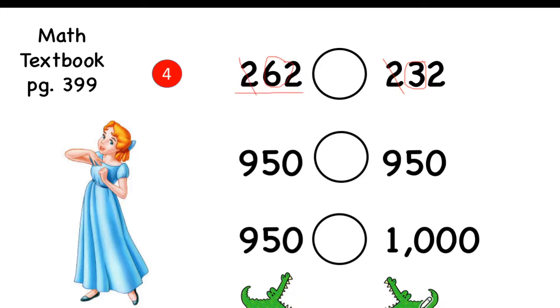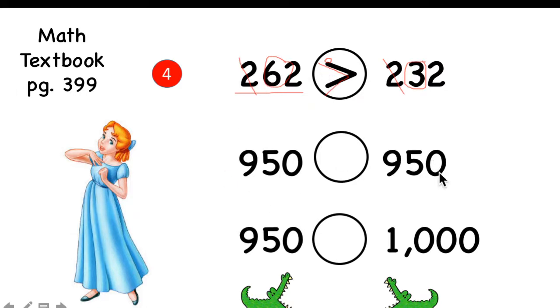Which crocodile will come and eat the greater number? This crocodile, or my favorite Pac-Man, with his eye looking at the greater number. So the sign will go this way. See?